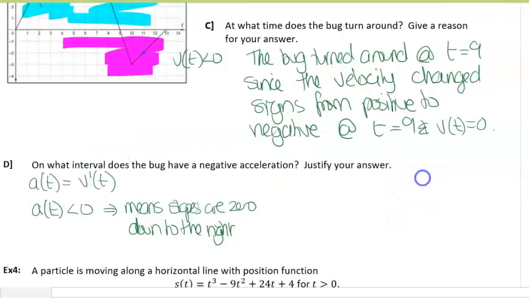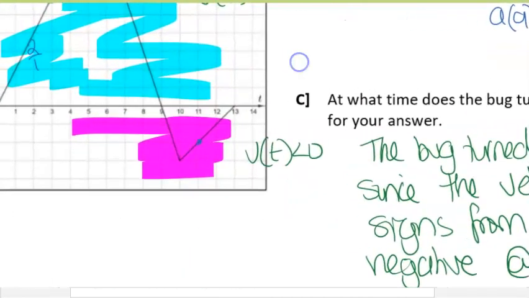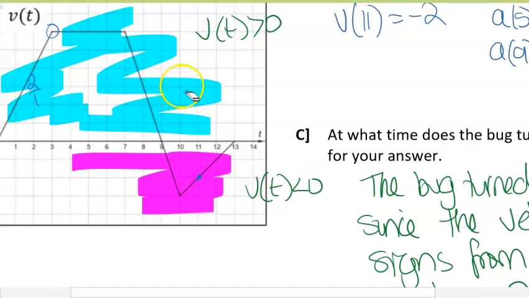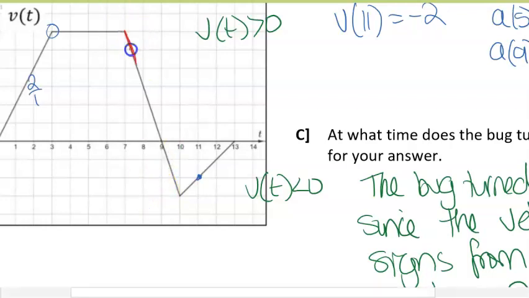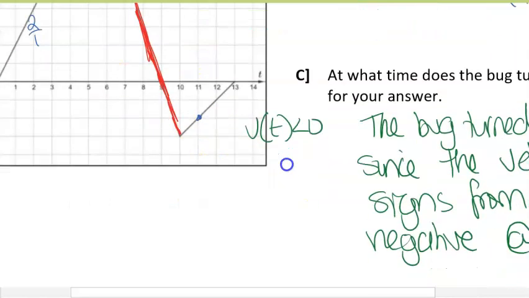Where does that happen? If I look at the graph, the function or the graph is decreasing along here. These are all negative slopes right here. Positive slopes here, 0 slope, positive slopes, so this is all negative slopes right here. So that's between 7 and 10.